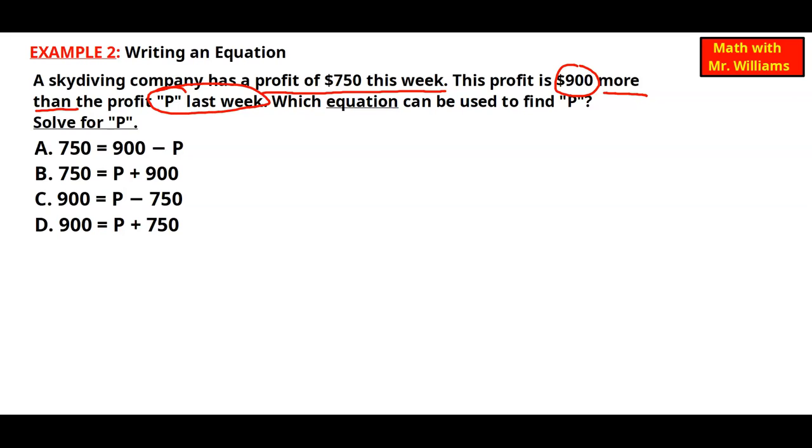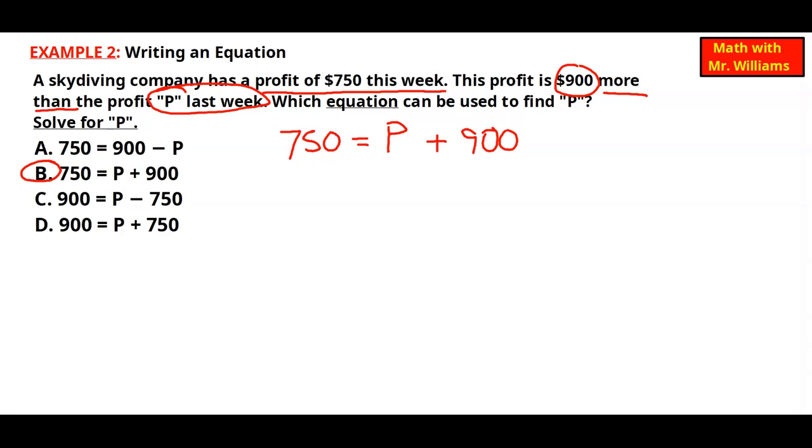Solve for P. All right, so basically at this point in time, because the statement says more than something, we know that addition is in play. Since it's $900 more than it was last week, say it was $200. So $900 more than that $200 would be $1,100. So you can see more than really just means addition. So we have 900 being added on to whatever it was last week, and that's the letter P. And we know our final result will be $750 for this week. The only one that matches up will be letter B.